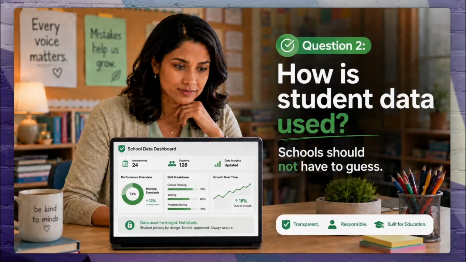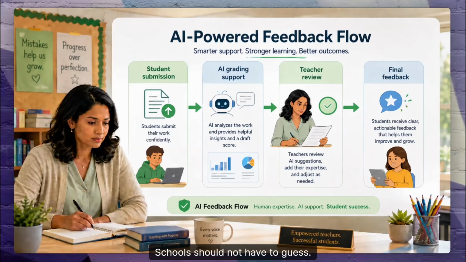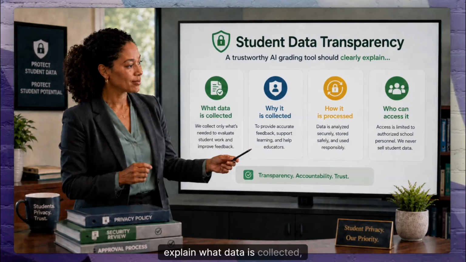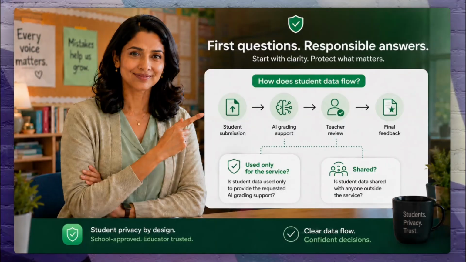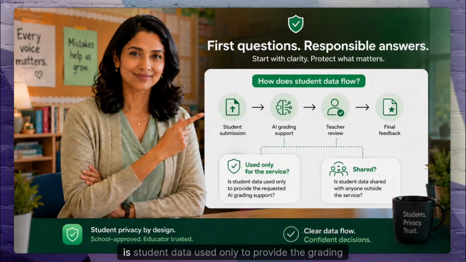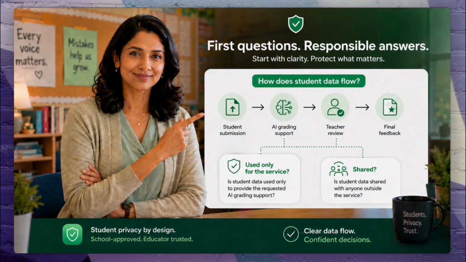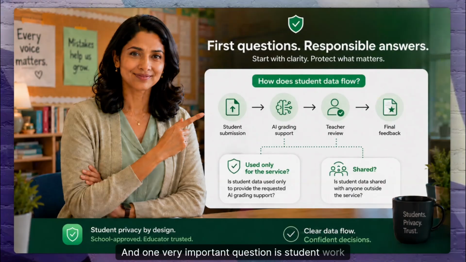The second question is, how is student data used? Schools should not have to guess. A trustworthy AI grading tool should clearly explain what data is collected, why it is collected, how it is processed, and who can access it. Teachers and school leaders should ask, is student data used only to provide the grading and feedback service? Is it sold? Is it shared for advertising? Is it used for unrelated purposes? And one very important question, is student work used to train AI models?